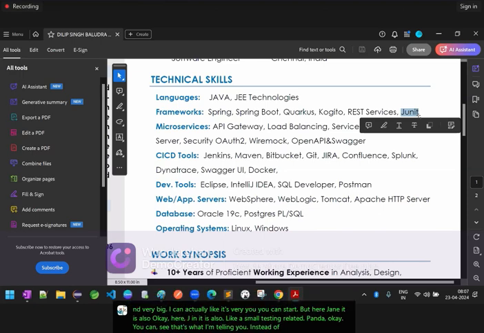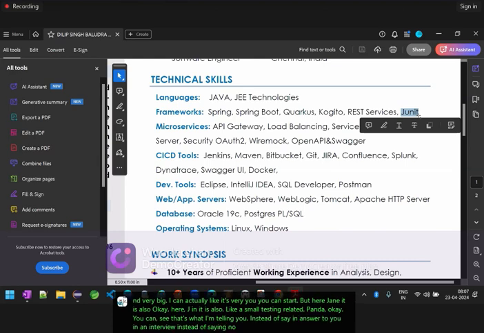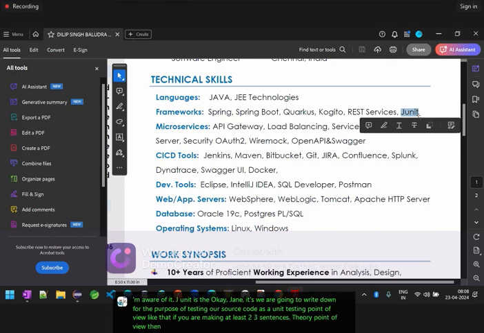Instead of saying no in the interview, at least say, yes, I'm aware of it. We write JUnits for the purpose of testing our source code, from a unit testing point of view. If you give at least 2-3 sentences of theory, then the panel will understand that, as a fresher, he at least has awareness.